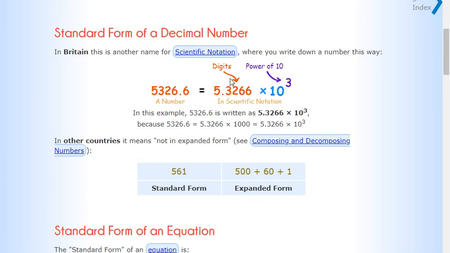Now this form is known as the standard form of a decimal number. See here, it is expressed as a number between 1 and 10 and 10 raised to some power. So this is known as a standard form.